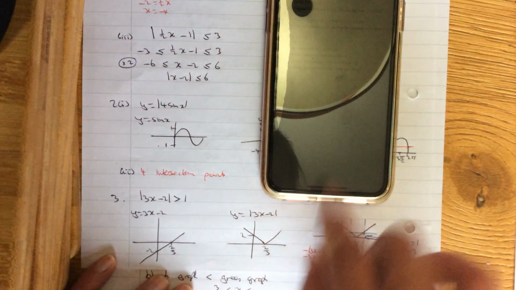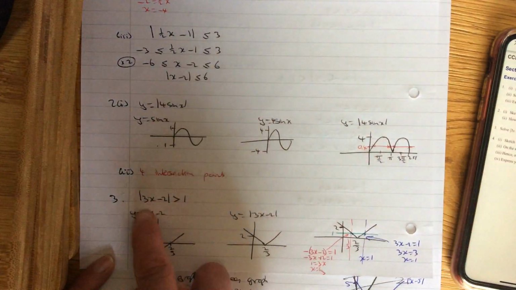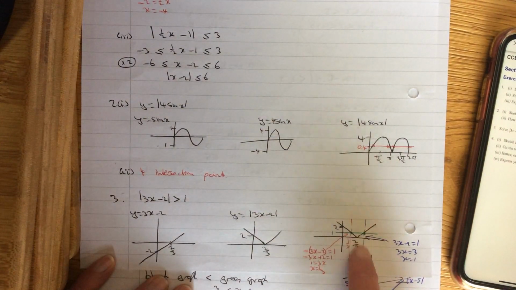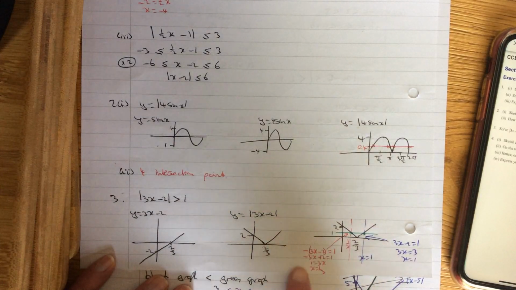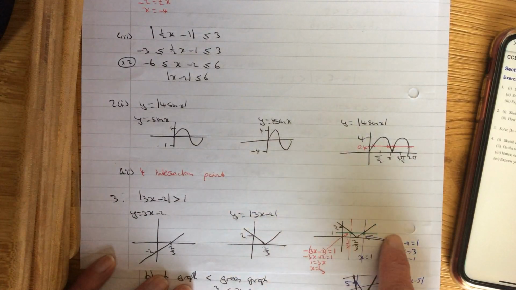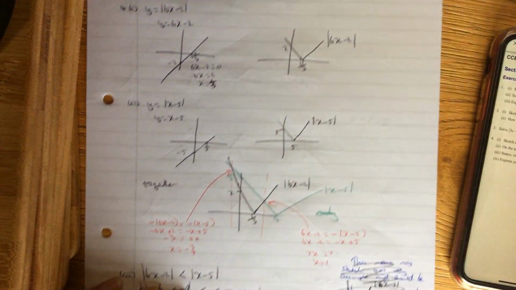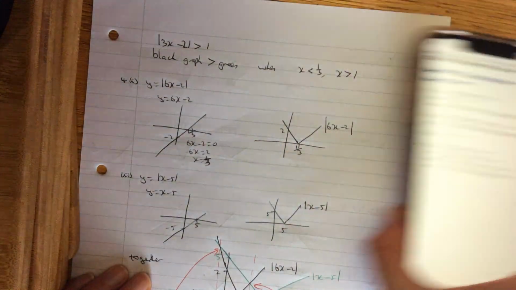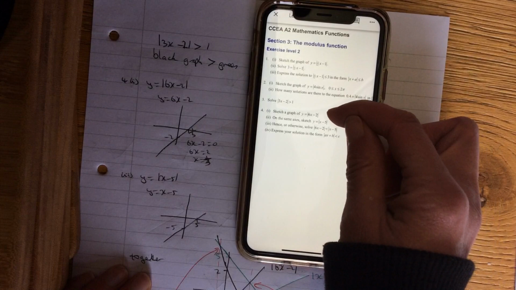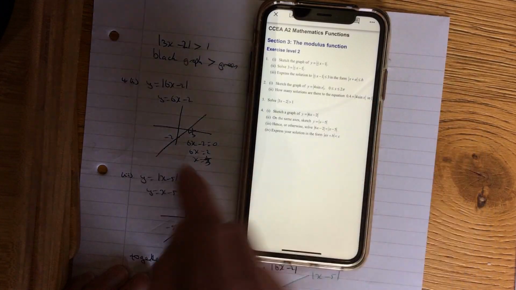So that is fine. Now, the question wants, when is the graph above this line? So the graph is above this line to the left, so x under a third, and to the right, so x greater than 1. Just there. Number 4. So we're going to sketch the graph y = |6x − 2|.